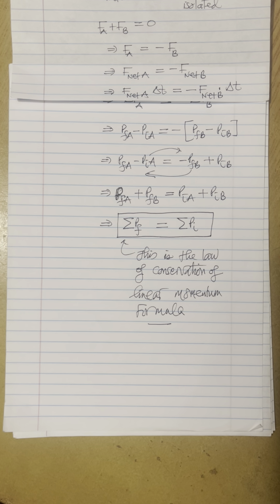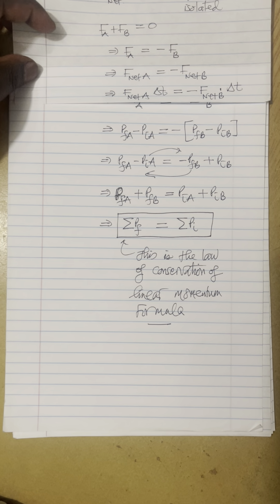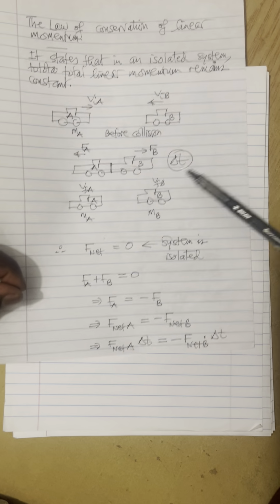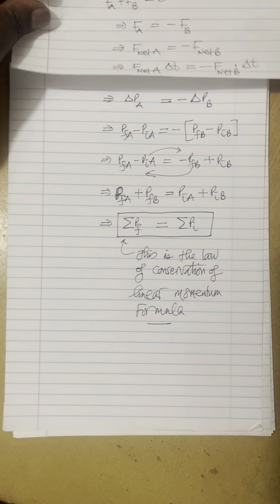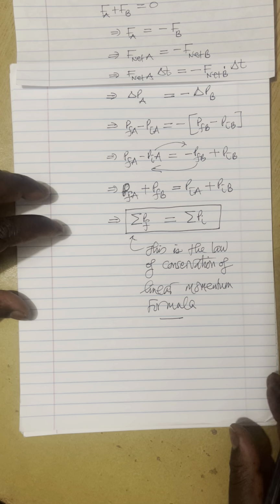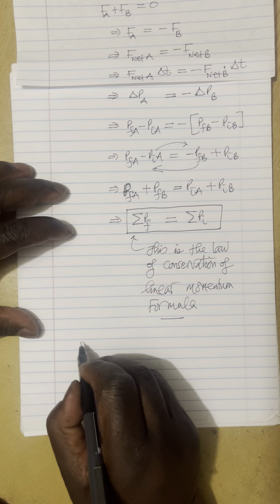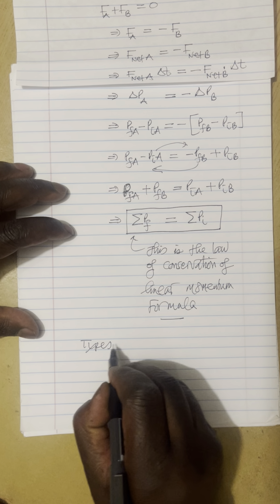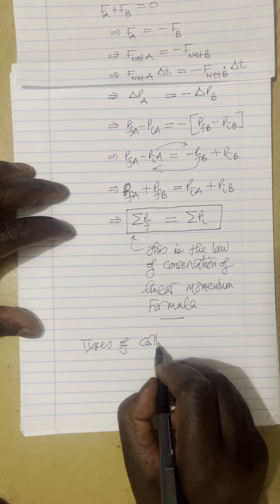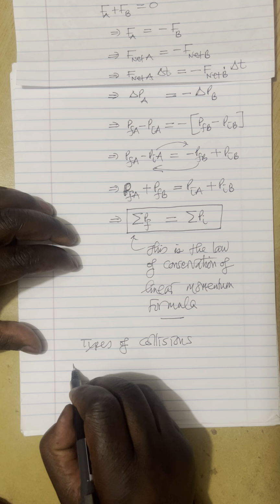At this stage, before I move on to examples on the law of conservation of linear momentum, since we have spoken about collisions here, let's speak about types of collisions first before we go to examples on the application of the law of conservation of linear momentum. So, types of collisions. We have basically two types.